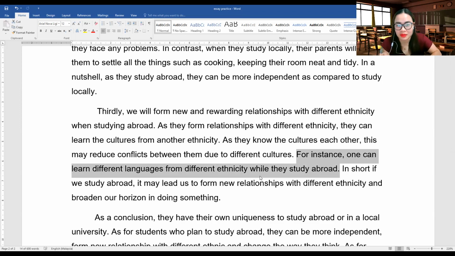That will be a good example for this paragraph because her explanation is about how we can reduce conflicts, right? Because we can get to know other cultures. And then suddenly when she mentioned learning different languages, it's just not suitable for this explanation. Okay, so make sure your elaboration, your example, your point, they're all related.